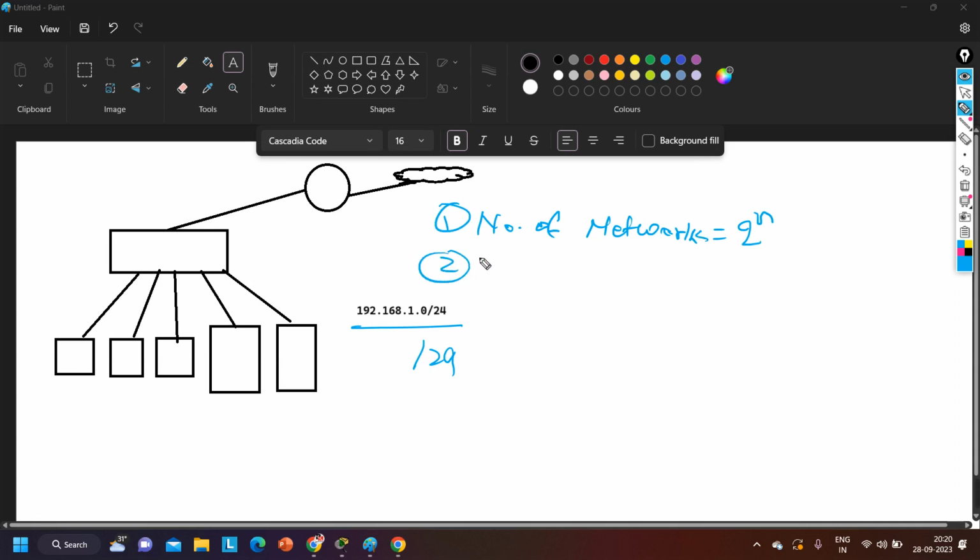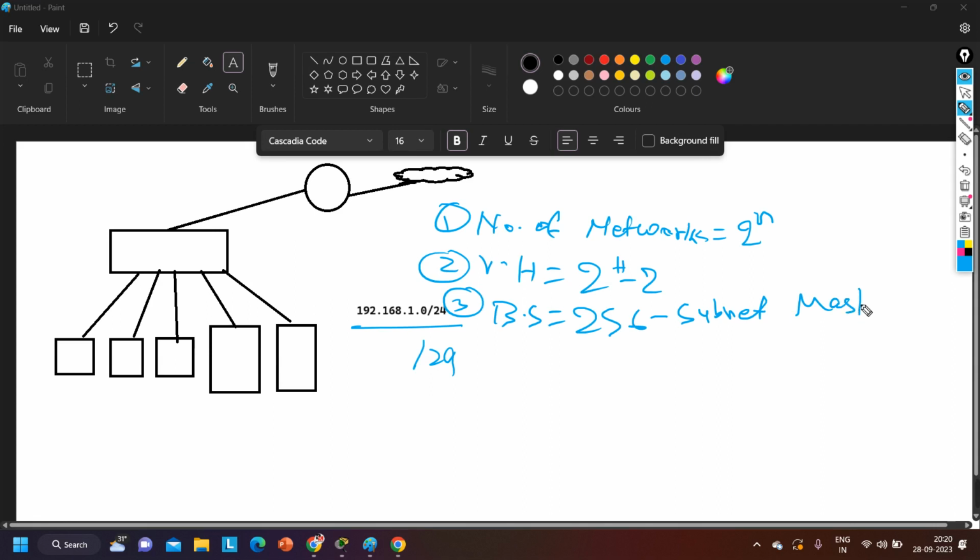The second one is valid hosts. The formula to calculate valid hosts is 2 to the power h minus 2. And the third formula is block size. Block size is 256 minus the subnet mask of the octet where the last ones are present, or you can say the subnet mask of the last octet.